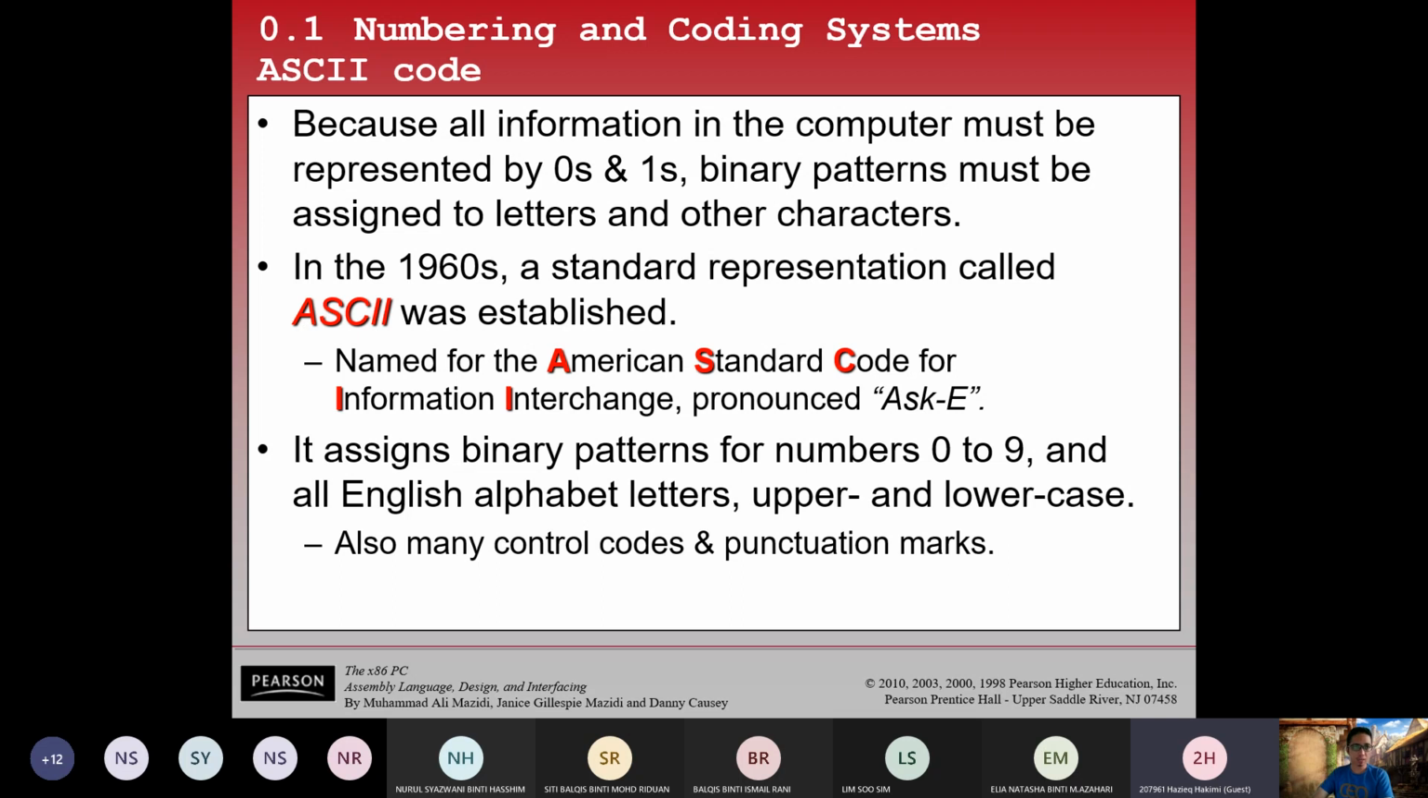So we must assign these binary numbers to letters and characters, so that it is easy for us to write. If you are still working on 0 and 1, then what we need to type on the keyboard is 0101. All right, so that's the problem.